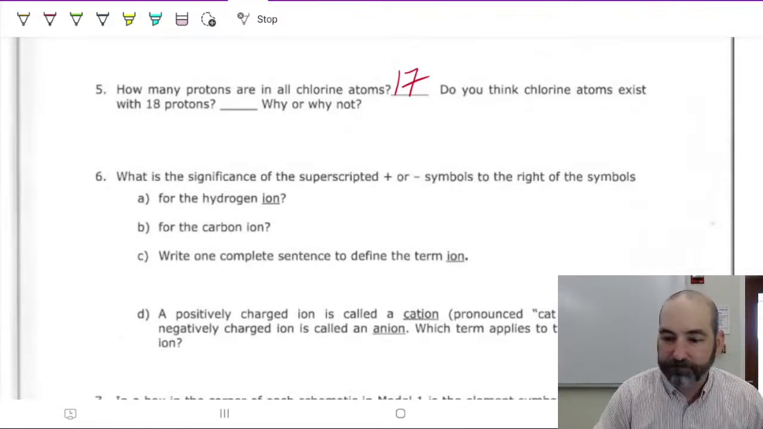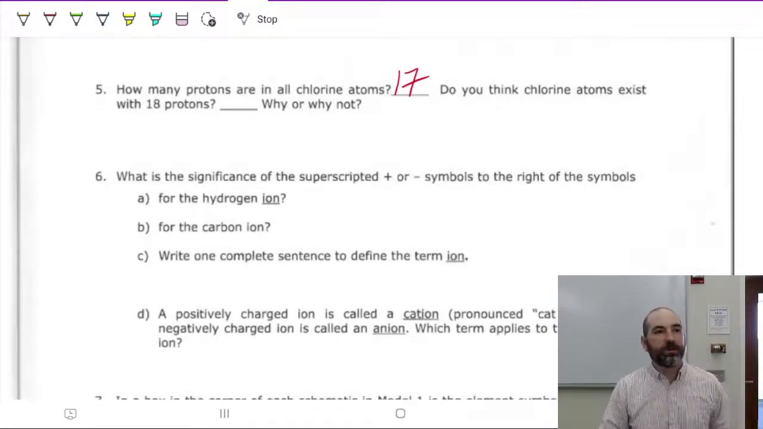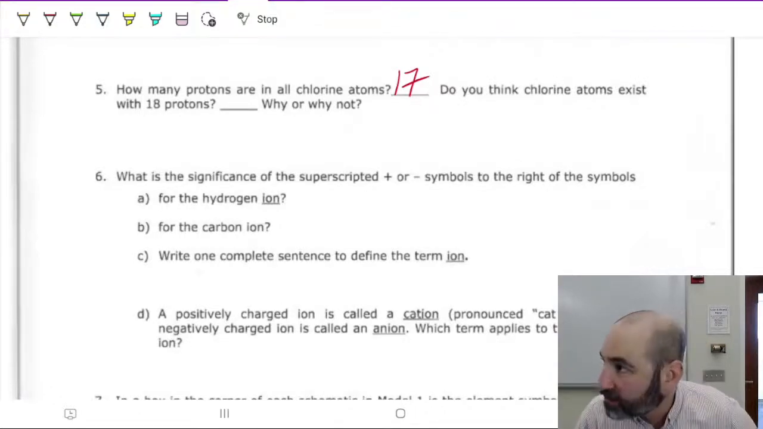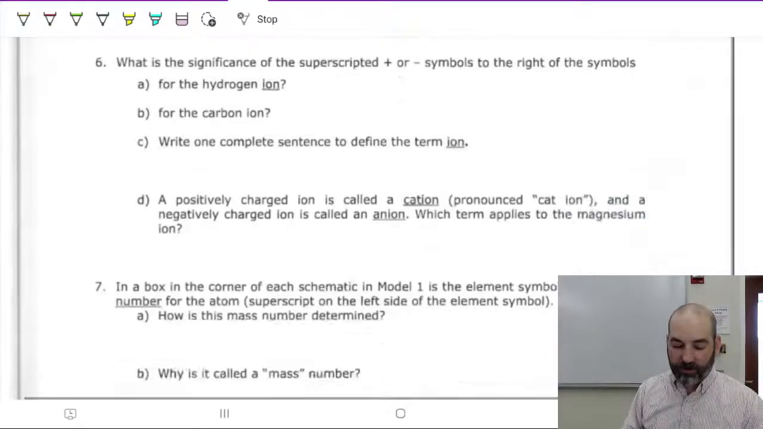Why not? It has to be the same. Yeah, because what would 18 protons be? It would be the next one over, which is Ar, argon. Right. So that is actually what ends up defining an atom, is how many protons it has. That's how atoms are different from each other. So that's the idea of this activity. This one's not real hard. You should be able to work through it and figure this out.